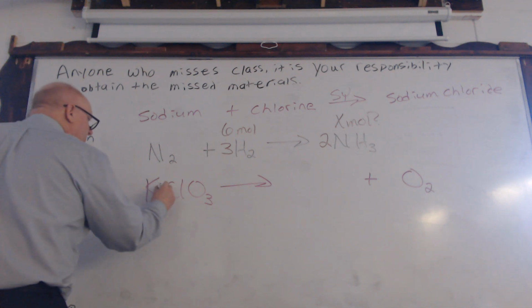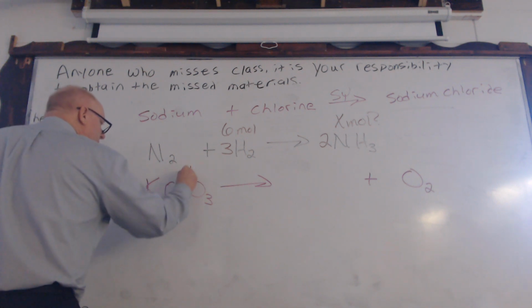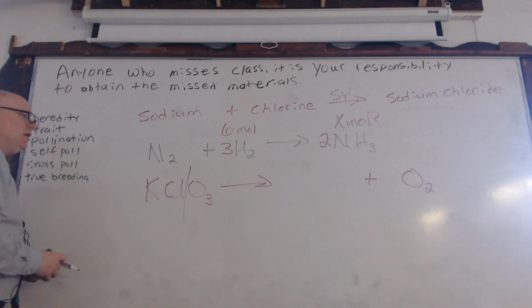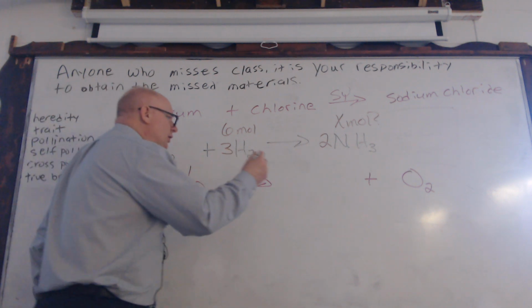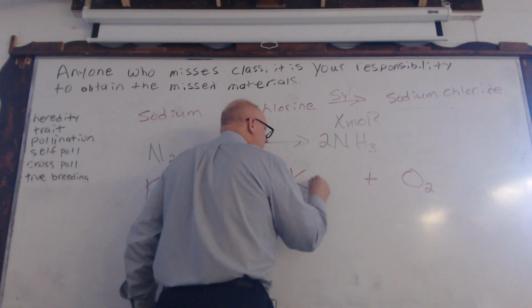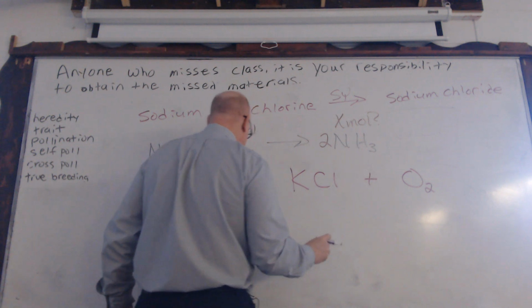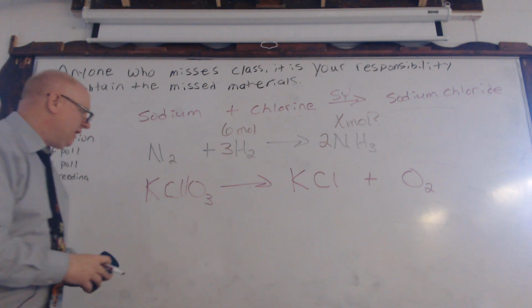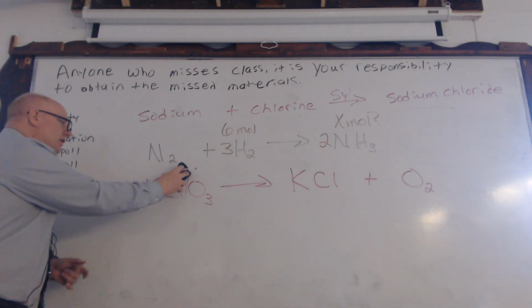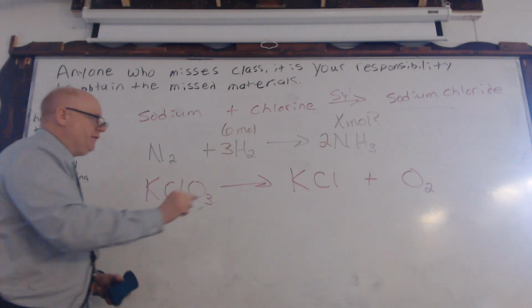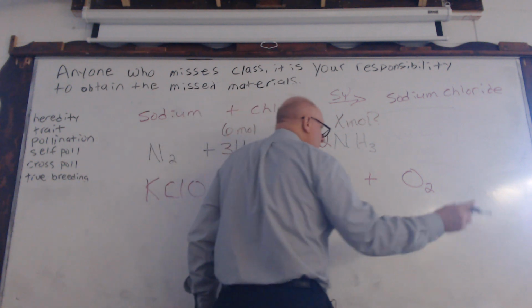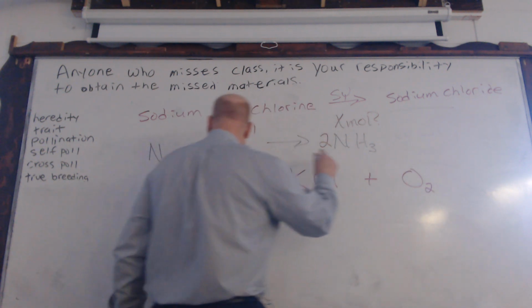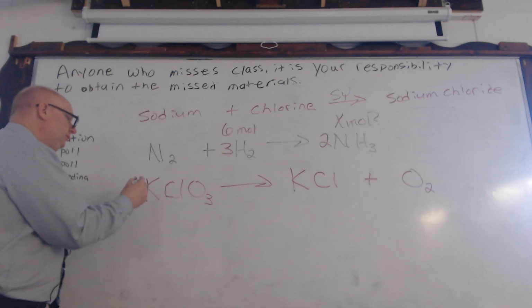So where else must it split apart then? Right there. So then this disassociates or breaks apart. You have potassium chloride plus oxygen. Okay? So now you have to balance that. You've got an odd number of oxygens on the left, an even number over here. So how do we get this to an even number?